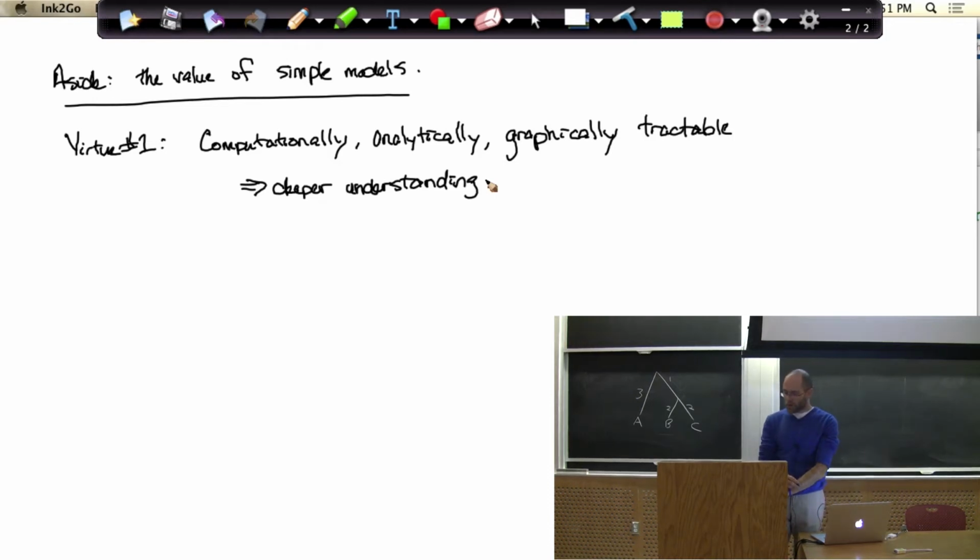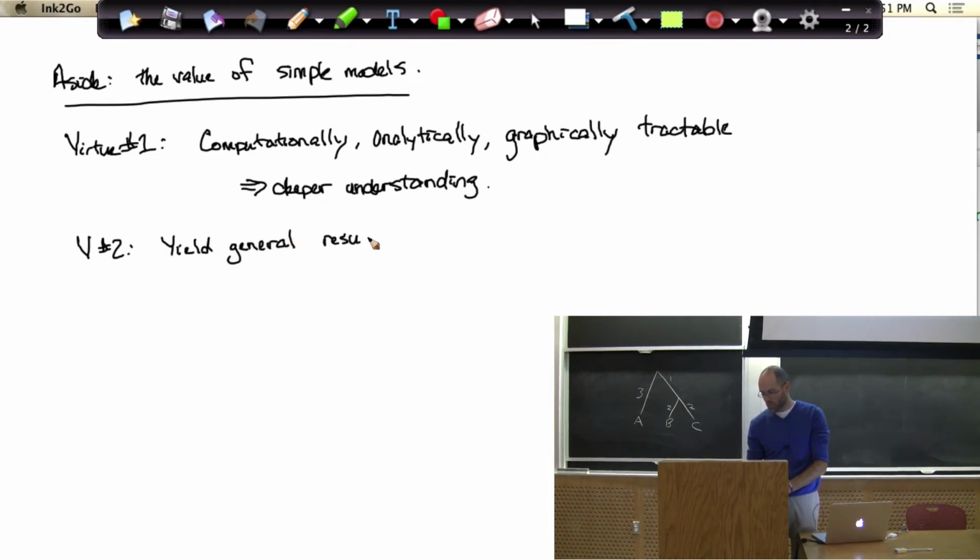But let's say virtue number two: some people are actually able to use those simple models to make a more general statement. Sometimes they can yield general results or conclusions, insights. So here's an example that I didn't quite get to before, but it's worth mentioning now.